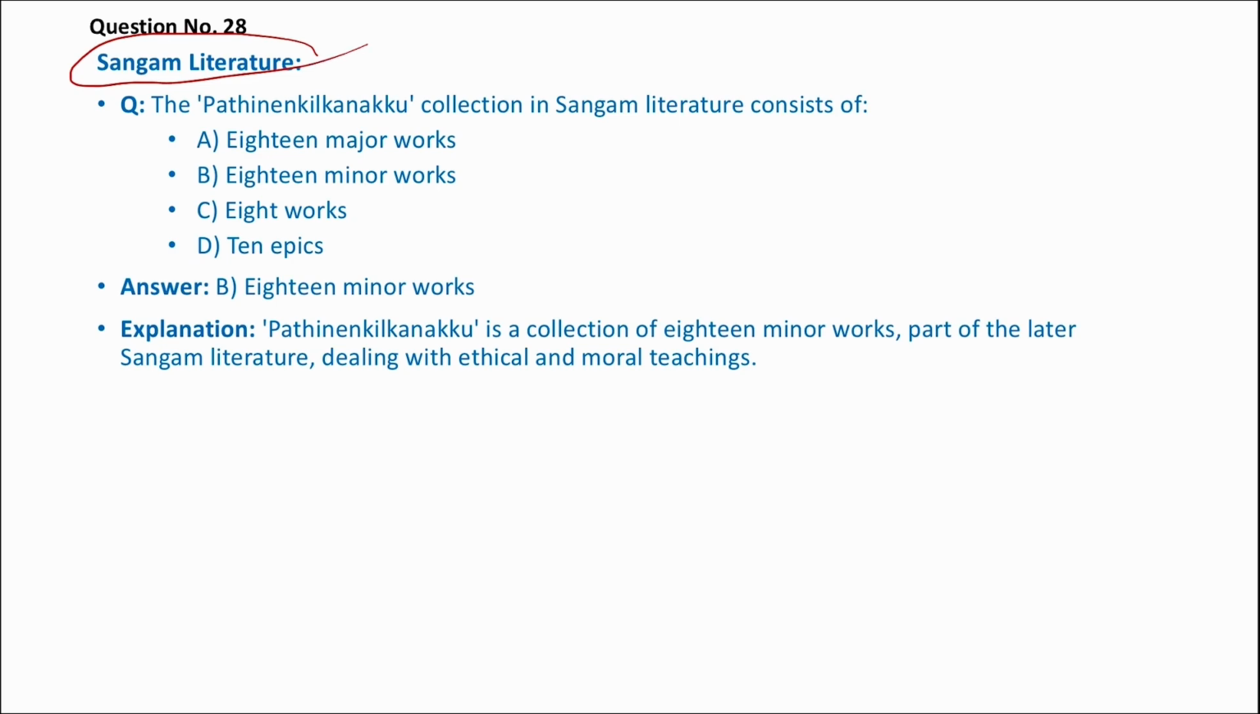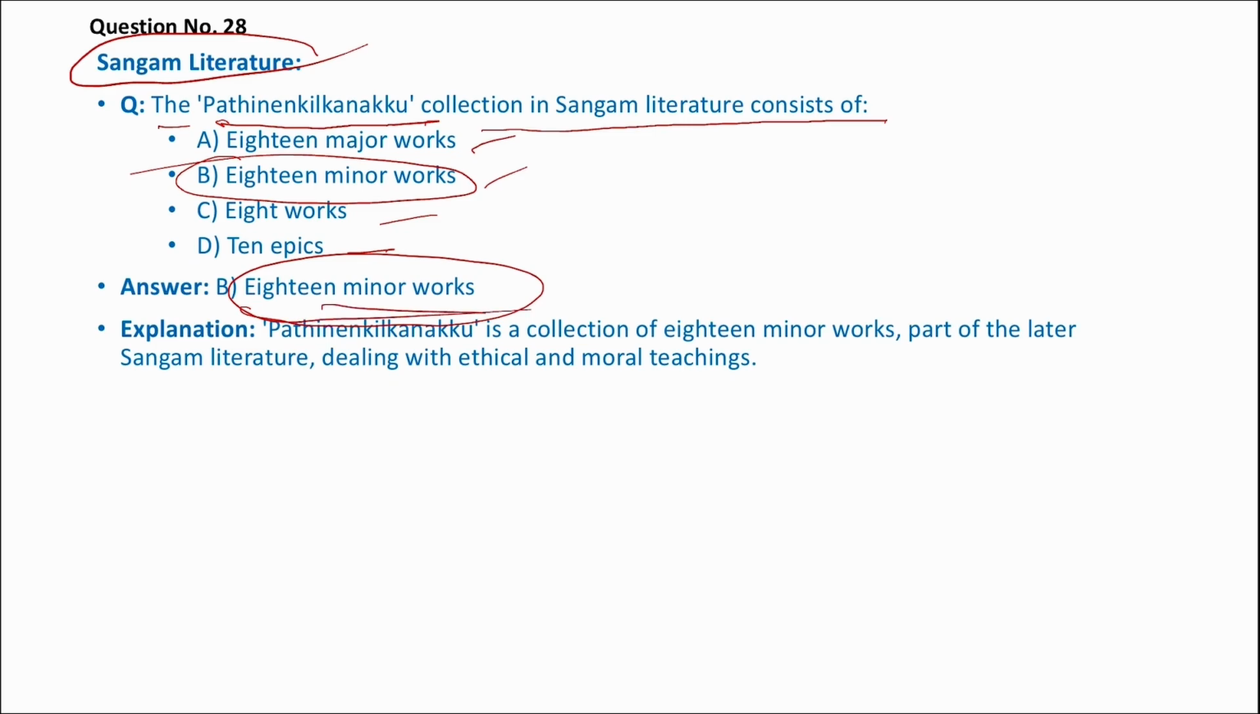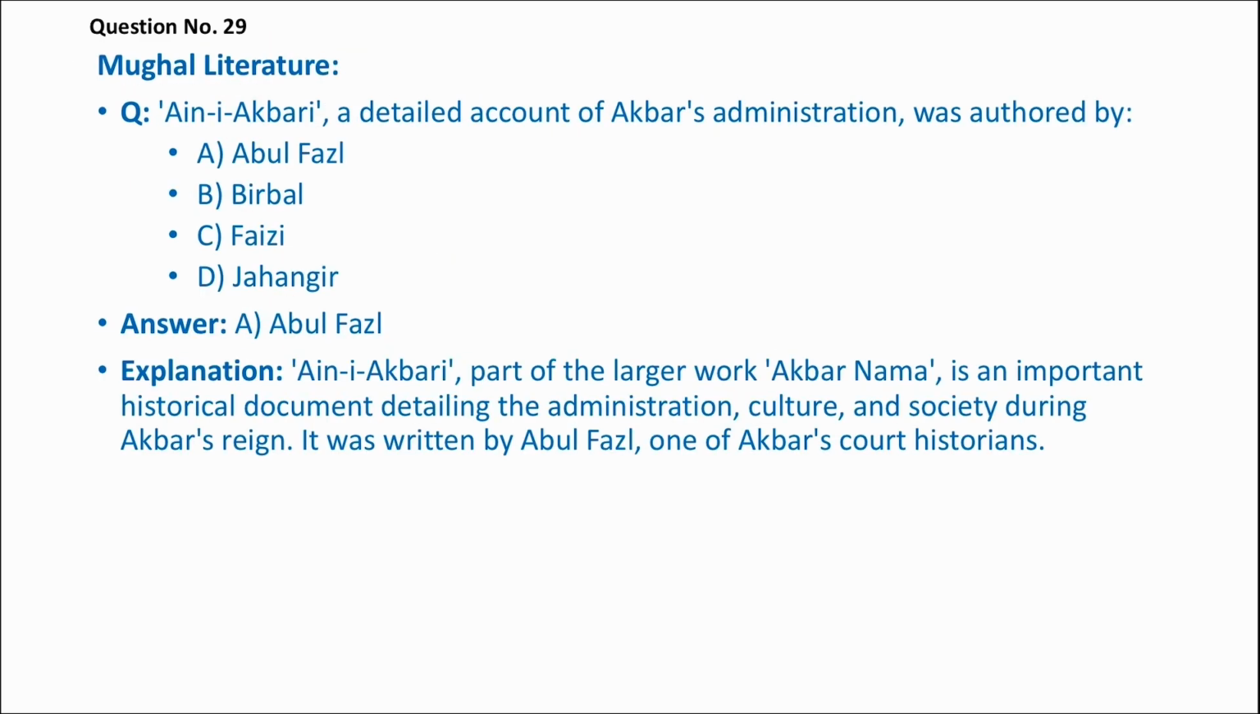The next question again is on Sangam literature. The Pathinenkilkanakku collection of Sangam literature consists of 18 major works, 18 minor works, 8 works, or 10 epics. So Pathinenkilkanakku actually consists of 18 minor works, part of the later Sangam literature, dealing with ethical and moral teachings. So B is the right answer.